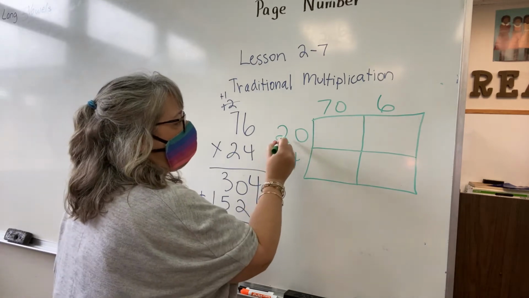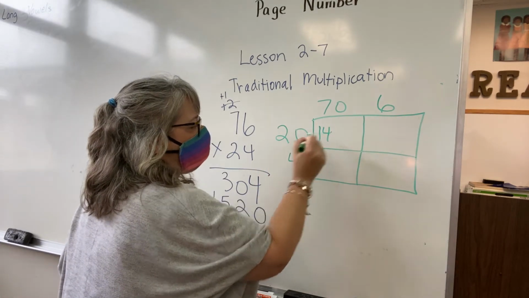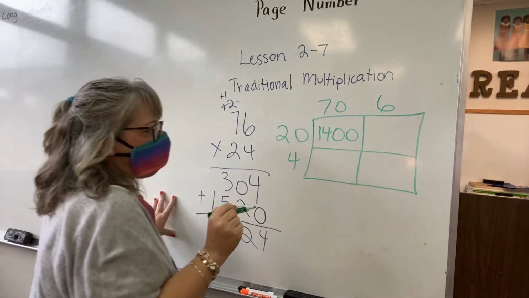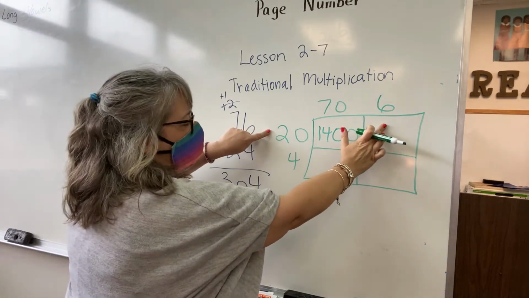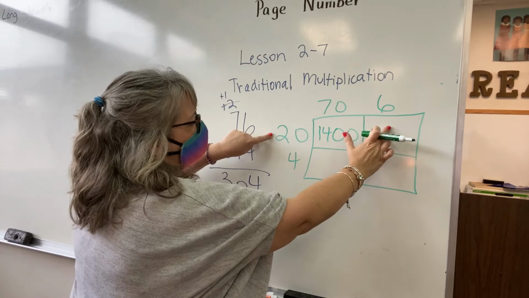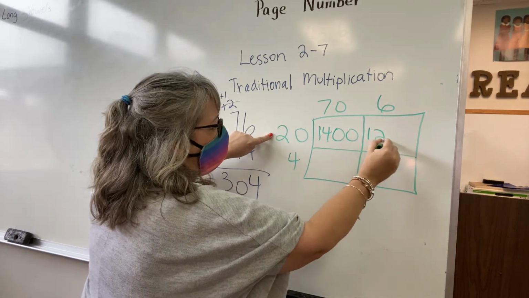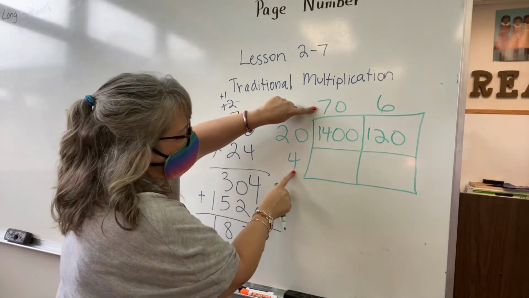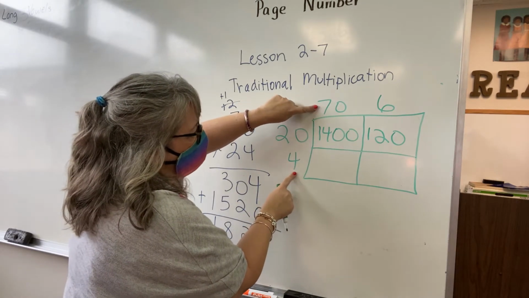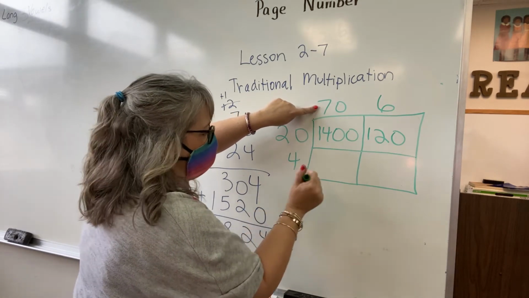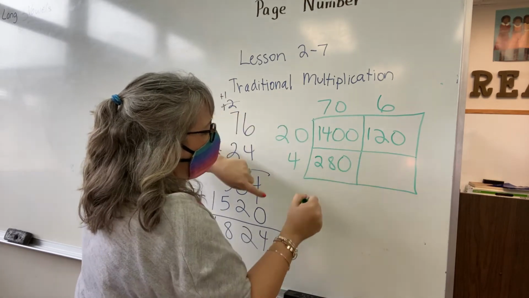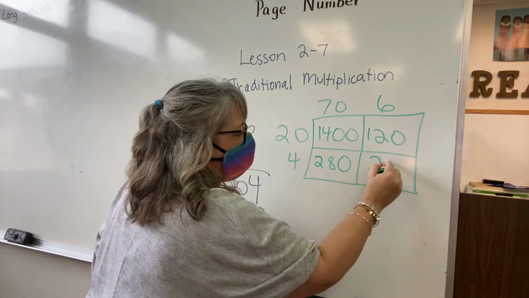So 2 times 7 is 14, and then you're going to add your 2 zeros. And now we're going to say 20 times 6. So 6 times 2 is 12, and we're going to add 1 zero. And now we're going to add the 4 and the 70. So 4 times 7 is 28. We're going to add that 1 zero. And 6 times 4 is 24.